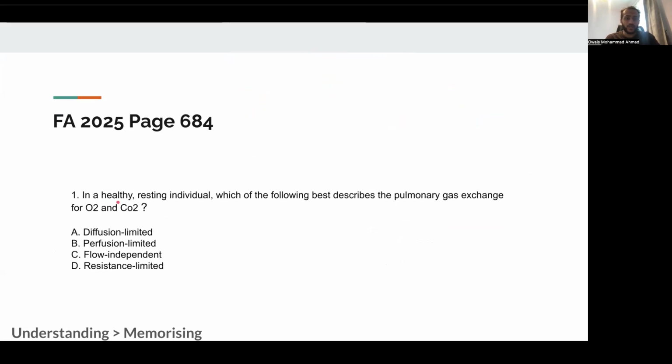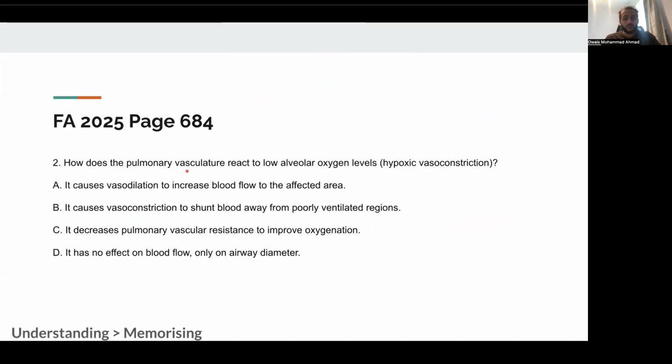Let's do some questions. In a healthy, resting individual, which of the following best describes pulmonary gas exchange for O2 and CO2? That's going to be perfusion limited. It's in a healthy person. How does the pulmonary vasculature react to low oxygen levels, hypoxia? It vasoconstricts. That's going to be correct.